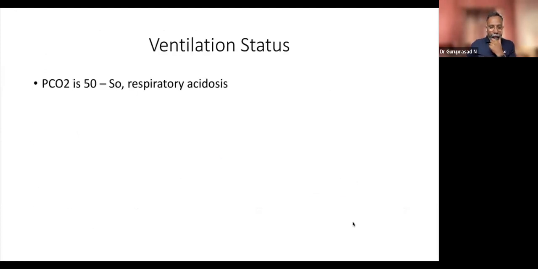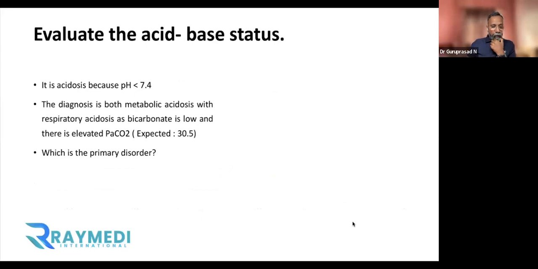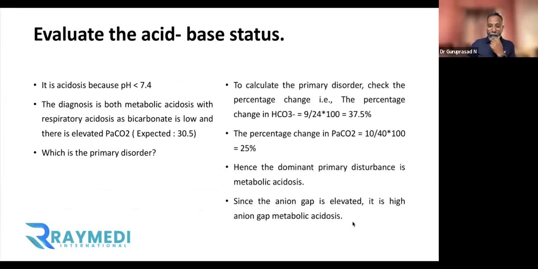Now, looking at the ventilation status, the PCO2 is 50. So the patient has got respiratory acidosis. Now we should see whether it is compensated or not compensated when you do an acid-base disorder. So the pH is less than 7.4, then there is acidosis.